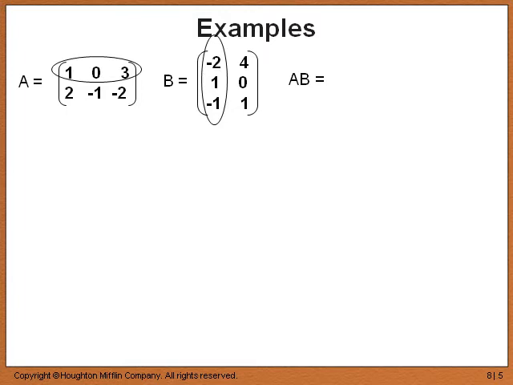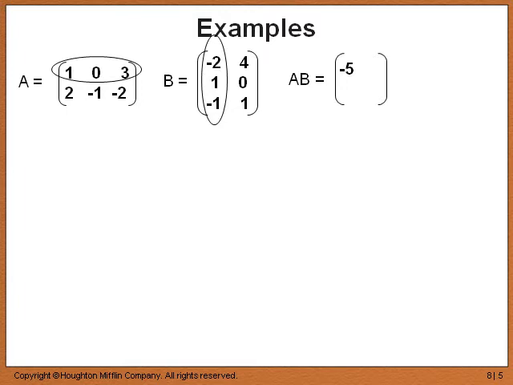Now, going through the process of finding AB, we first need to go to the first row of the left-hand matrix and the first column of the right-hand matrix, and we do the appropriate multiplication in order to get the element that's in the first row and first column of the product matrix. And we have -5.